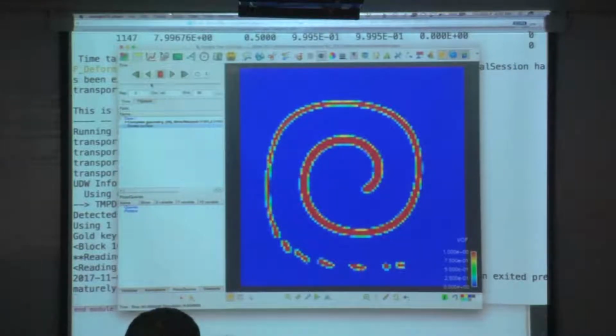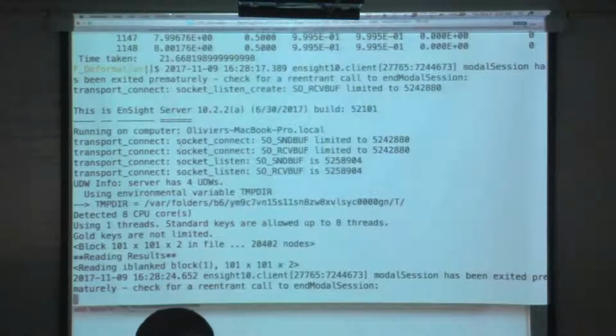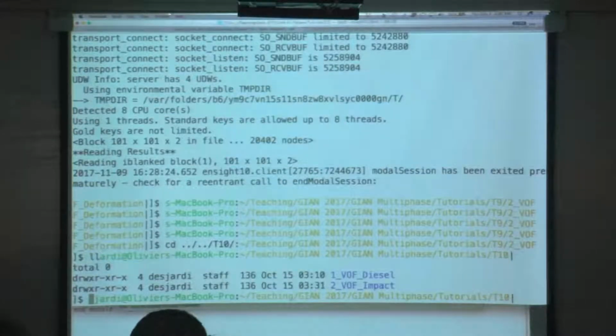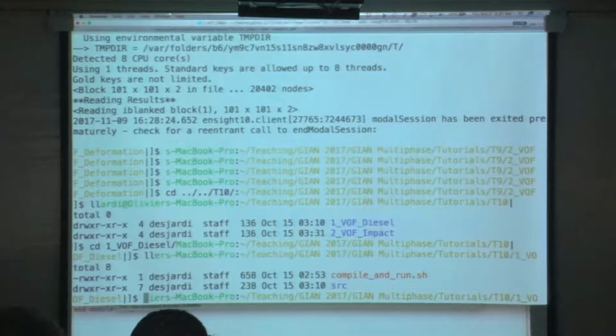Okay, so we maintain the ligament, but we form droplets. Let us apply this now. So any questions on the behavior of the methods here? Except for this buggy behavior that I'm not sure I can answer. So let's move to T10. And this time we'll go back. What, diesel?